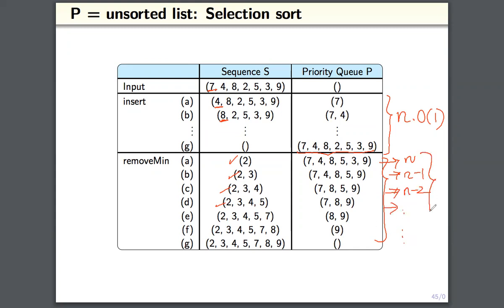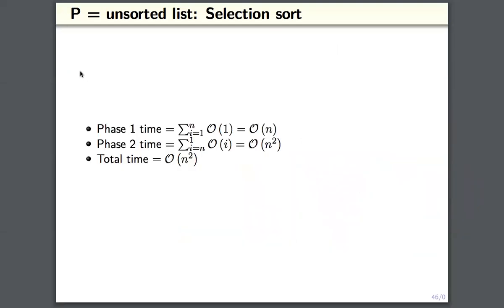So the total complexity of this itself is O of n squared. Inserting is n, but repeatedly applying delete min will give you O of n squared. So the total complexity will be O of n squared. And what is this? This is your selection sort algorithm. Selection sort algorithm. Make sense?